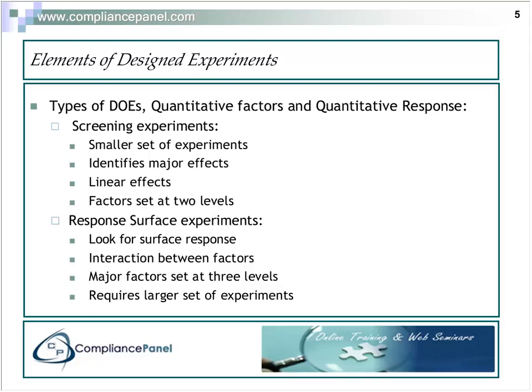In a response surface design, you're looking for interactions amongst factors, and I'll talk about what an interaction is. You're looking at setting factors at more than just two levels, typically at three or more levels, and this requires a larger set of experiments, larger in the number of factor levels, in the number of runs, and usually in the cost involved in running these types of experiments. So when we talk about design of experiments, you can have smaller screening designs and bigger response surface designs.